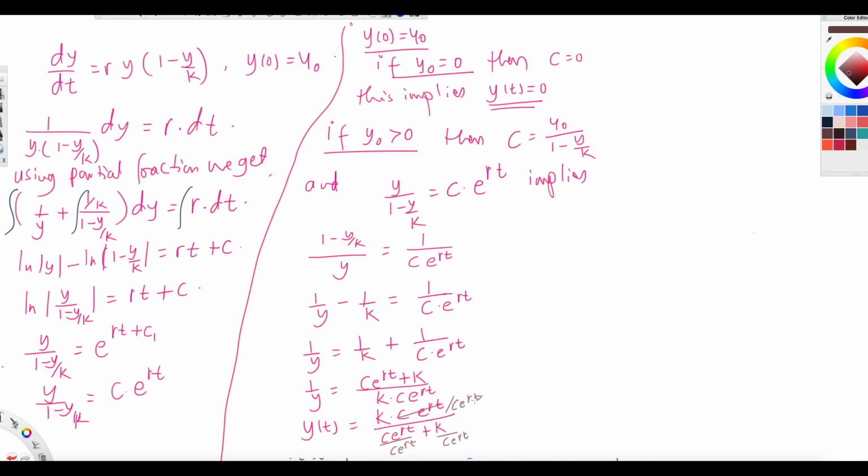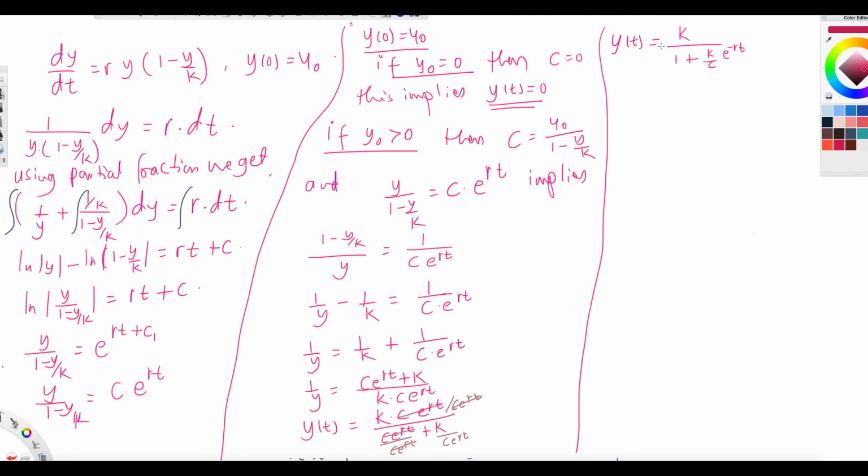So c e to the rt and c e to the rt will cancel out on the top, leaving just k. On the bottom this will be 1 plus k over c times e to the negative rt. Let me write that down. So y of t equals k over 1 plus k over c e to the negative rt. I'm moving the c e to the rt to the bottom, giving e to the negative rt.